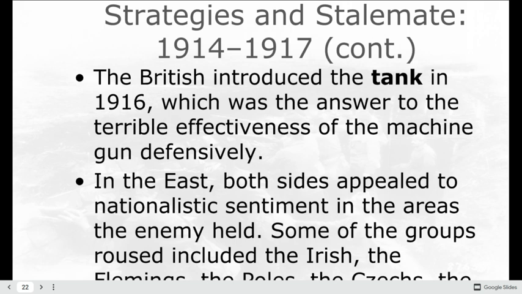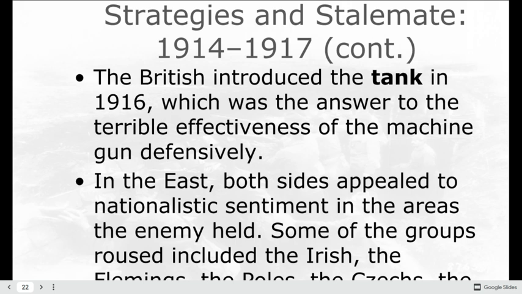Because at the edges of all the trenches, there were machine guns being used. And there was also rough territory, so why not use a tank to go through? However, they were incredibly clumsy, they overheated quite easily, and they got terrible mileage.